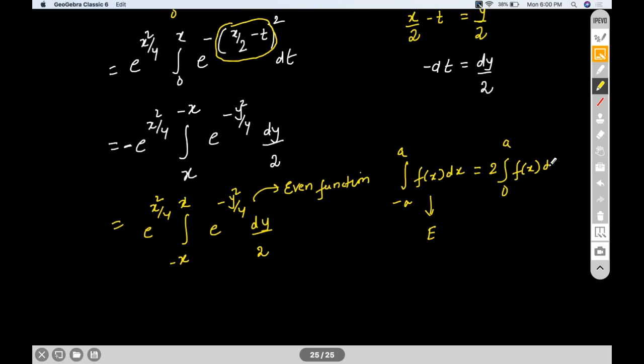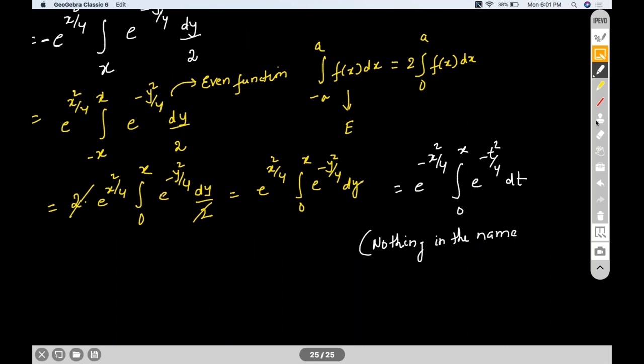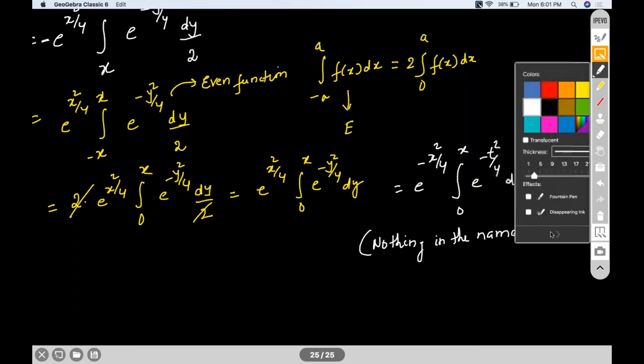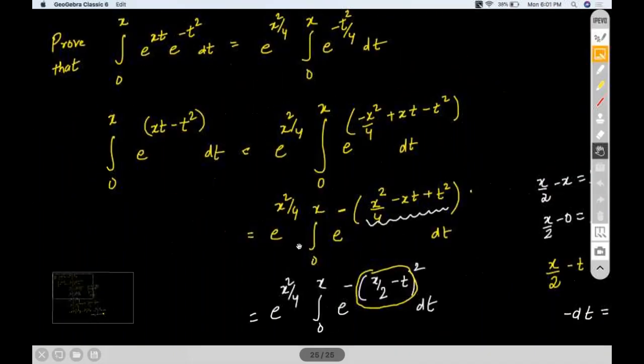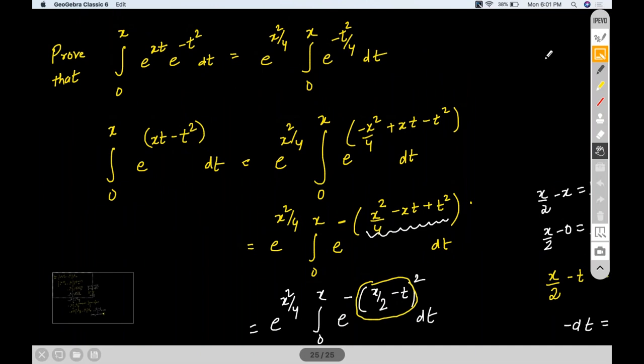Now there is nothing in the name, so I can put back my y as t again. I can rewrite this as 0 to x e to the power minus t square by 4 dt also. But please don't write such terms in the exam; I'm writing this just to explain. Which is nothing but your RHS. This is what we wanted to prove here. So I started with LHS and I ended up in RHS.